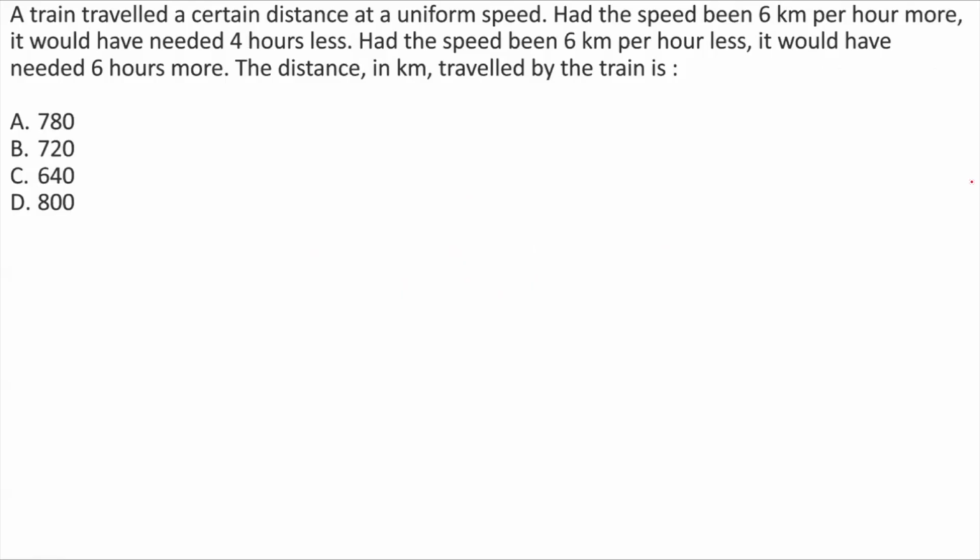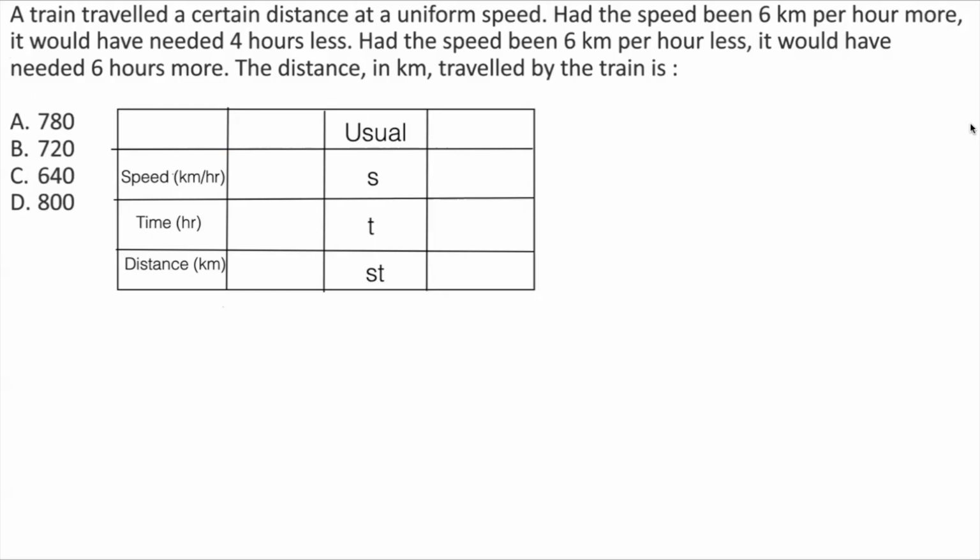So the question says a train traveled a certain distance at a uniform speed. Had the speed been 6 kilometers per hour more, it would have needed 4 hours less. Had the speed been 6 kilometers per hour less, it would have needed 6 hours more. The distance in kilometers traveled by the train is.